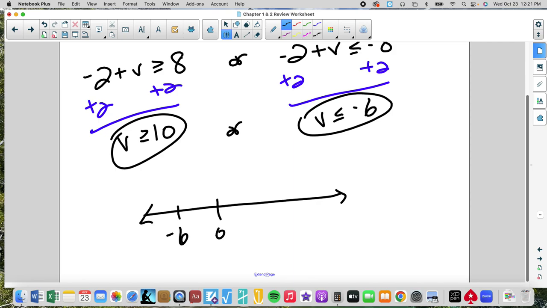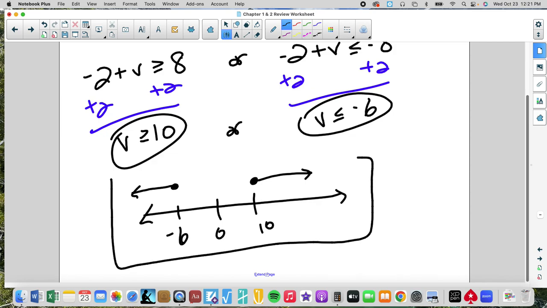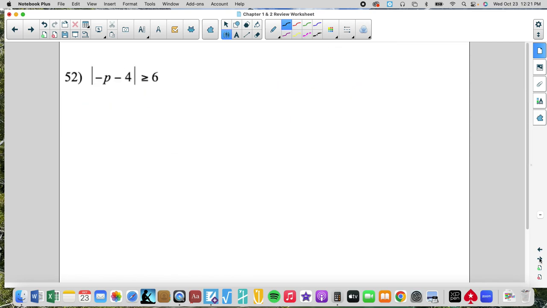Negative 6, 0, 10. V is greater than or equal to 10, closed circle. V is less than or equal to negative 6. That is my answer. Let's get through these before 4 minutes. I got 4 minutes. Okay.